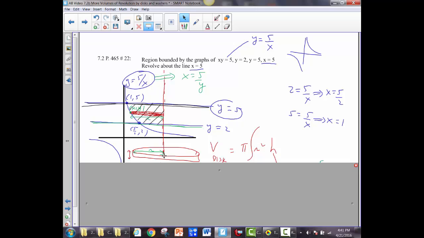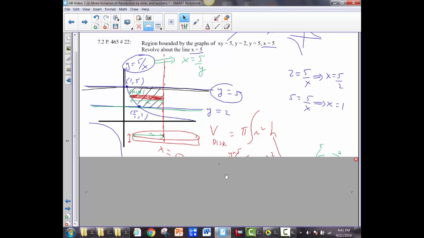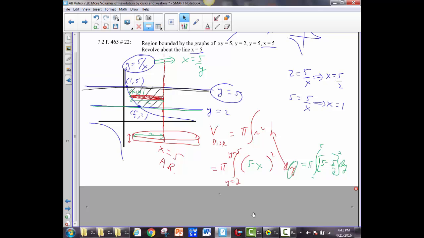But since x equals 5 is vertical, our little rectangular strips have to be horizontal. So I'm going to go from here to here, reproduce that length there, and here's my disk. It is a disk, so it's pi r squared h. My h, as you can see, is vertical, so it's dy, so it goes from bottom border to top border, which is y equals 2 to y equals 5. And then it's the square of the radius.